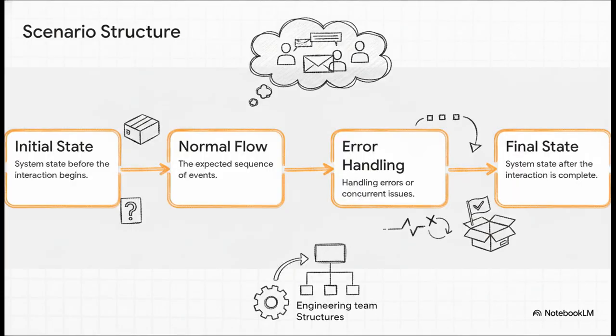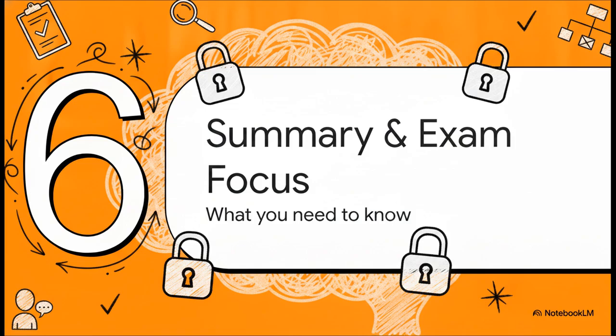A proper scenario systematically breaks down an event into 4 distinct parts. Step 1, the initial assumption. What is the exact state of the system before we even start? Step 2, the normal flow. What is the expected happy path sequence of events? Step 3, what can go wrong? How do we handle errors or concurrent issues? And step 4, the final system state. What does the system look like after the interaction is completely finished? So, to put it simply, stories get the stakeholders talking naturally, and scenarios structure those messy thoughts for the engineering team. Finally, Section 6, Summary and Exam Focus.